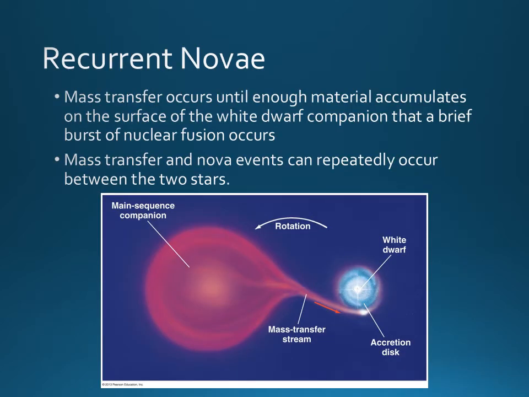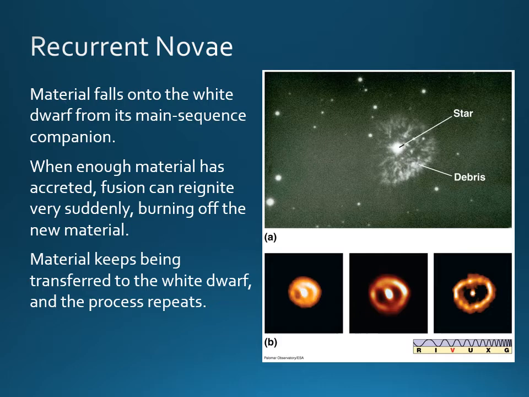Recurrent nova can occur only in binary systems. Mass transfer occurs until enough material accumulates on the surface of the white dwarf companion that a brief burst of nuclear fusion occurs. Mass transfer and nova events can repeatedly occur between the two stars. Material falls onto the white dwarf from its main sequence companion. When enough material has accreted, fusion can reignite very suddenly, burning off the new material. Material keeps transferring to the white dwarf and the process repeats.